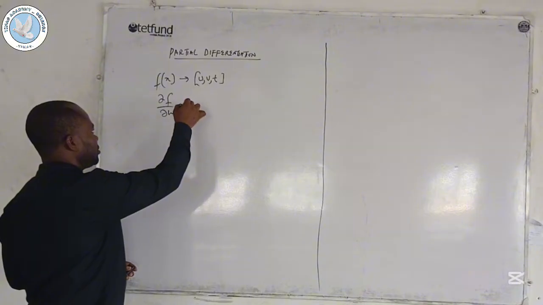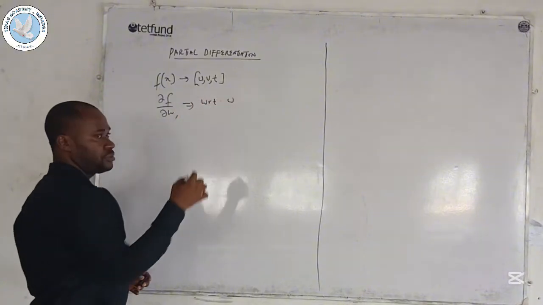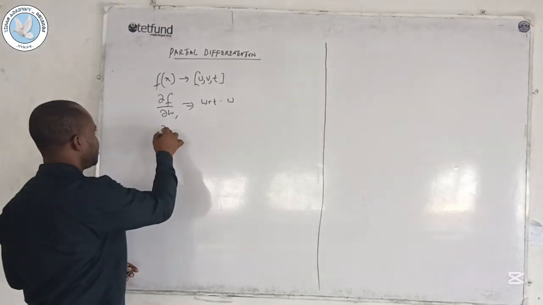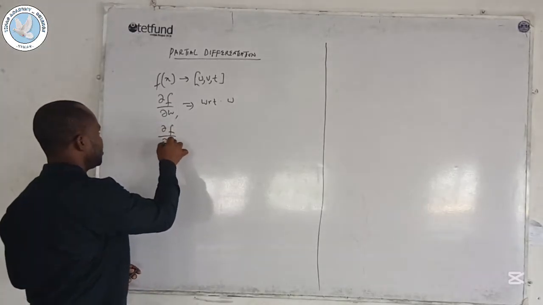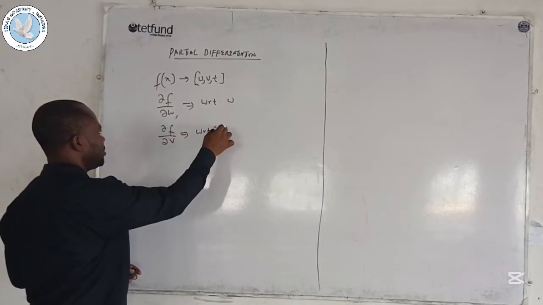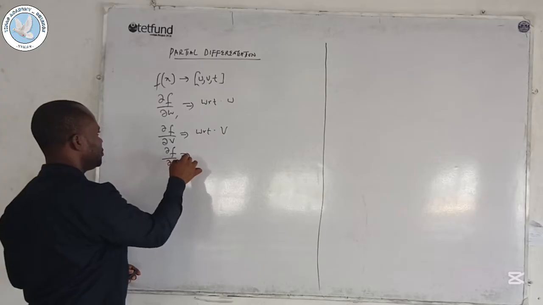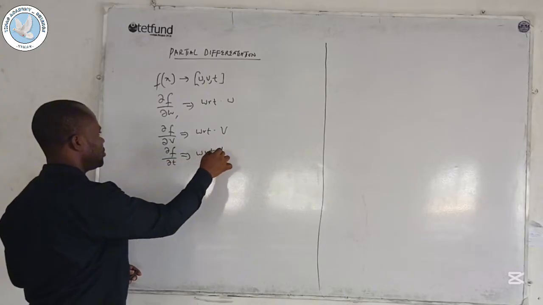This is with respect to W, and if it is like this, this is with respect to V, and finally if we are having this, this is with respect to T.